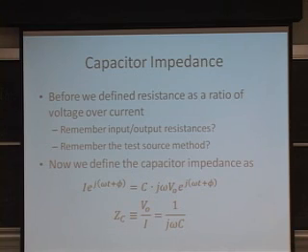It's complex. We still don't know why it's complex or what this j is doing here. But at least we have a basis for what the impedance is. Why is the impedance this?